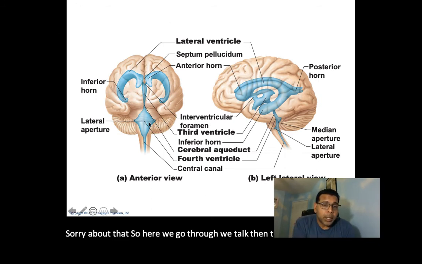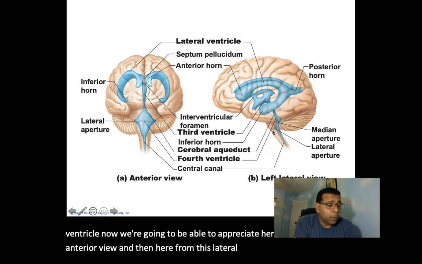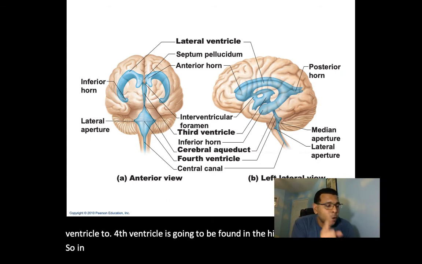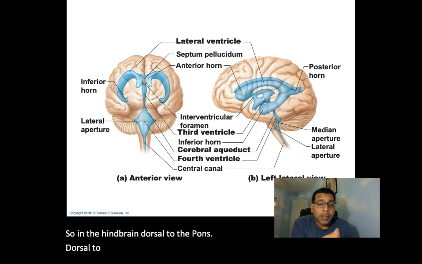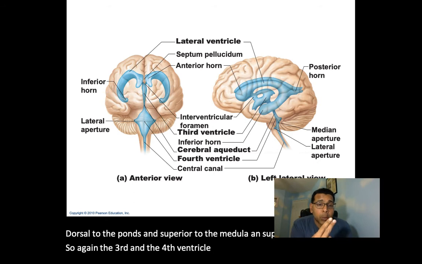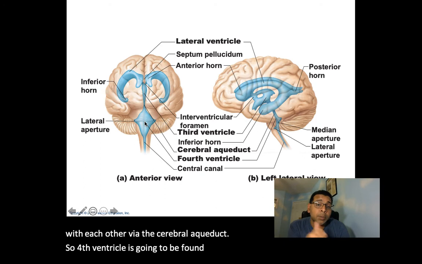So here when we talk about the fourth ventricle, we're going to be able to appreciate it very well from the anterior view and from this lateral view. The fourth ventricle is found in the hindbrain, dorsal to the pons and superior to the medulla. Again, the third and fourth ventricles communicate with each other via the cerebral aqueduct.